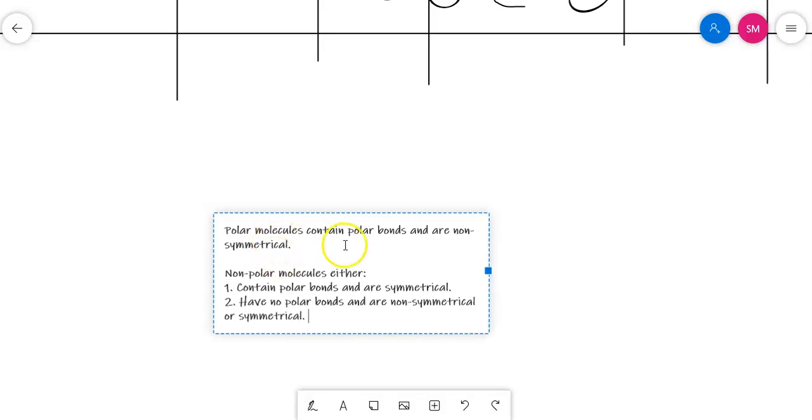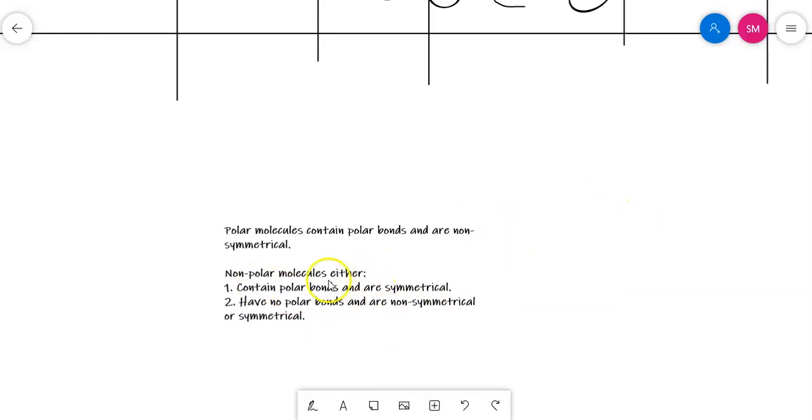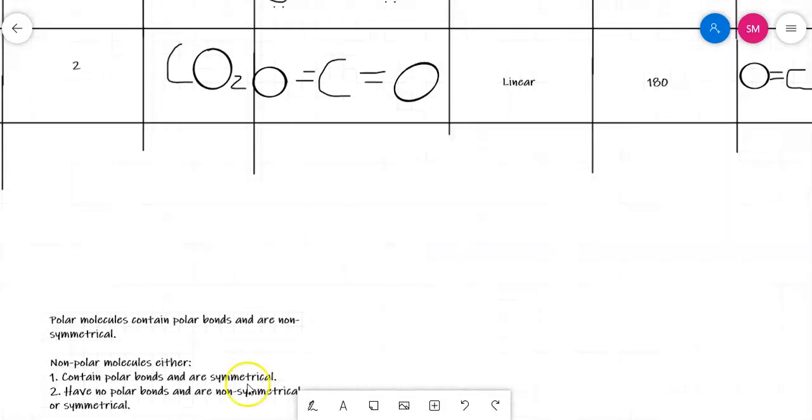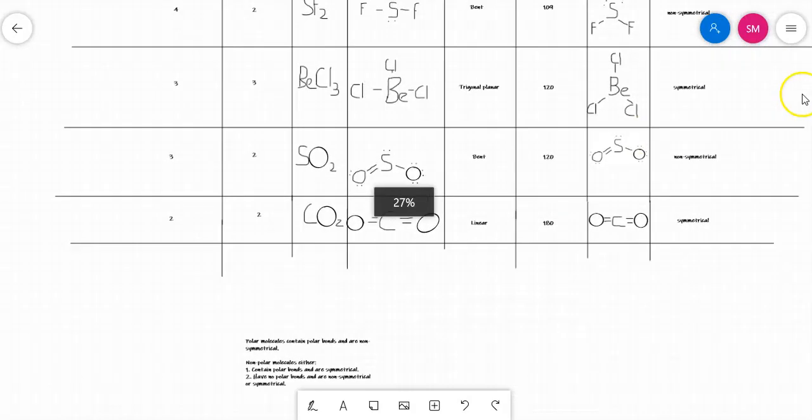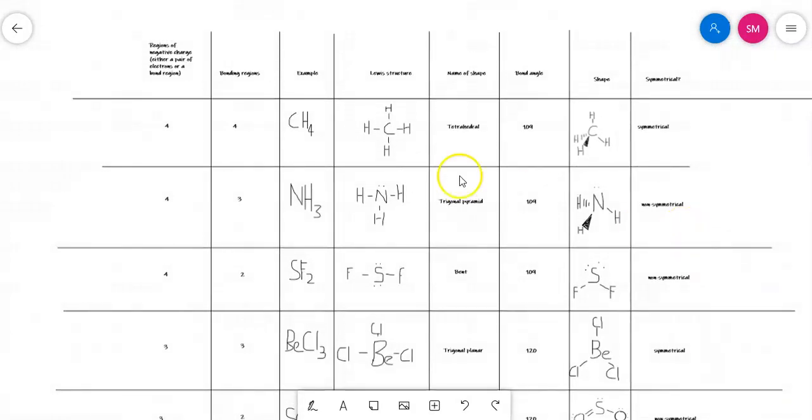So if a molecule has polar bonds and is non-symmetrical, then that is a polar molecule. If a molecule has polar bonds and is symmetrical, then that is a non-polar molecule. Or if it just has no polar bonds, well, it depends on how specific you want to be. If a molecule has got no polar bonds, then it will not be a polar molecule. So we'll go back through the examples and decide whether or not each of these are polar or non-polar.